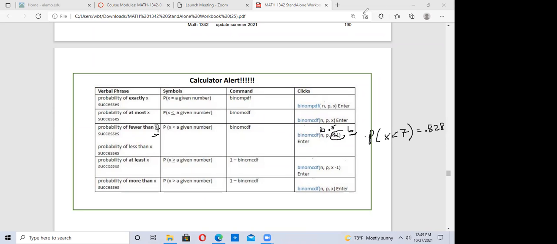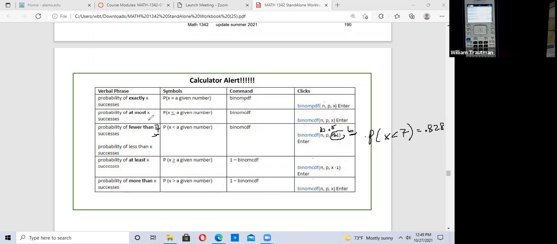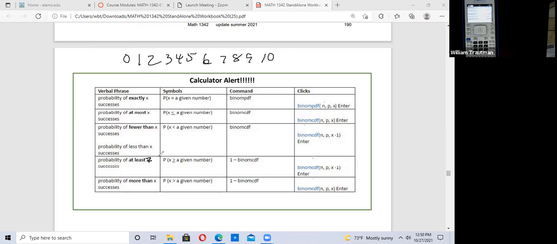Especially the words, each one, if you look at this table, it's really important to have this in front of you when you're doing these binomial distributions, because depending on the wording of the problem, it depends on how you type this into the calculator. Next is at least 7. So if I say 0, 1, 2, 3, 4, 5, 6, 7, 8, 9, or 10 correct, what's the probability of getting at least 7 correct?